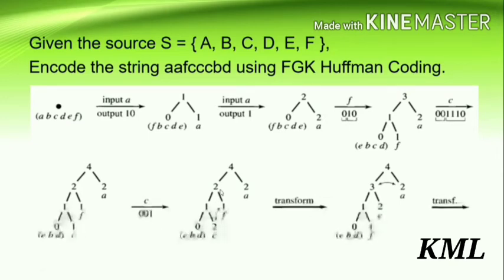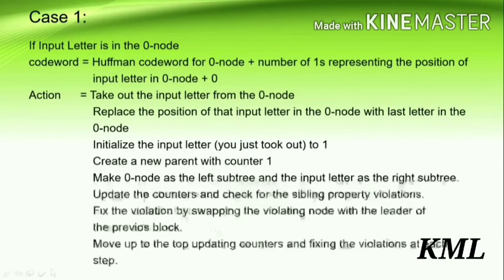Okay, so take this diagram only. So 2 to 1, then after 1 we get a 2. So this should not be the case. We should get a decreasing order. So this 2 violates the sibling property. So now how do we fix the violation? Fix the violation by swapping the violating node with the leader of the previous block.